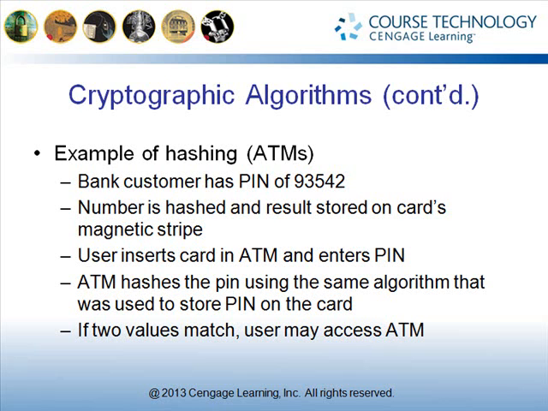A bank customer using an ATM card has a personal identification number. We'll say that personal identification number is 93542. Now, this number is hashed, and the result is permanently stored on the magnetic stripe on the back of the ATM card. Now, when visiting an ATM, the customer is asked to insert the card and enter a PIN on the keypad. The ATM takes the PIN that's entered and hashes it with the same algorithm that was used to create the hash that's stored on the back of the card. If the two hashes match, then the user can access the ATM.